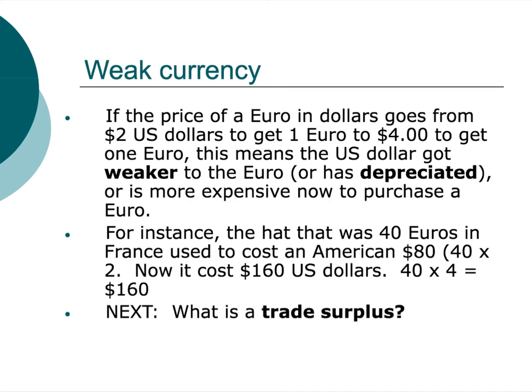In a weak currency, instead, before the 2 US dollars got 1 euro, now if $4 got 1 euro, the US dollar has gotten weaker or depreciated. So now, with the dollar getting weaker, it now costs more dollars to get that same hat from Europe. So the $80 hat now becomes $160, and we become much less likely to buy from Europe.